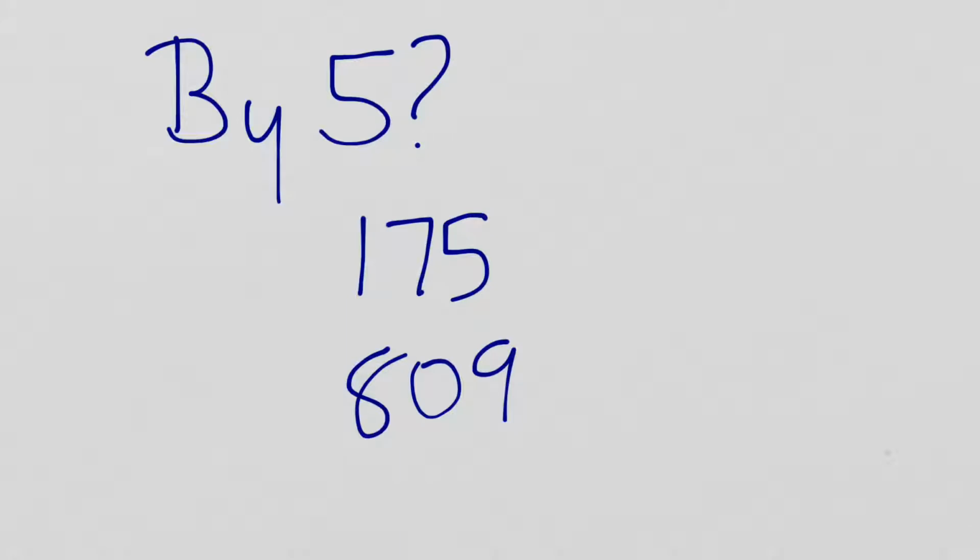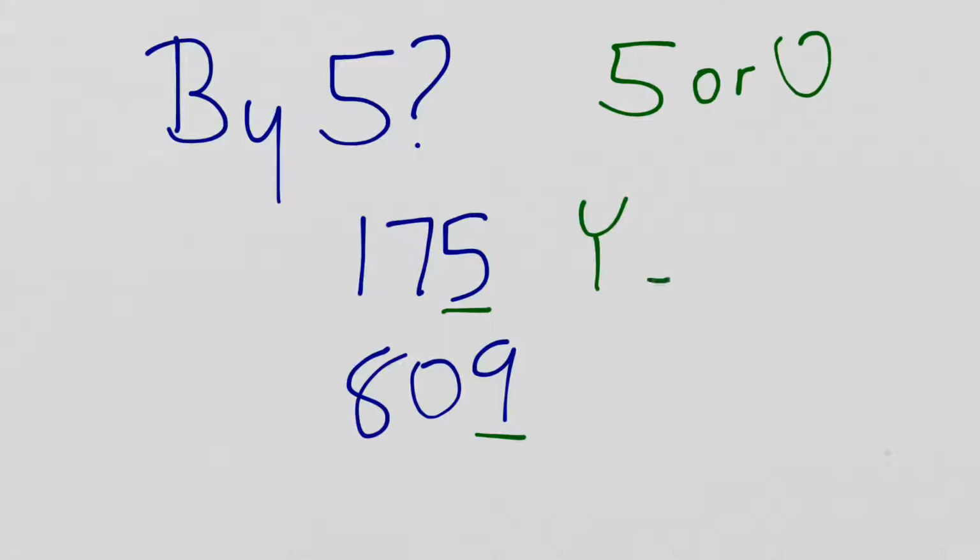To determine if a number is divisible by 5 is very simple. We simply look at the last digit, and we are looking for either a 5 or a 0. That's it. 175 does end in a 5, so it is divisible by 5. 809 does not end in a 5 or a 0, so it is not divisible by 5.